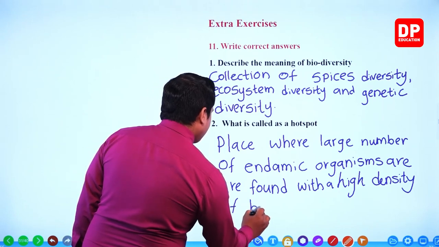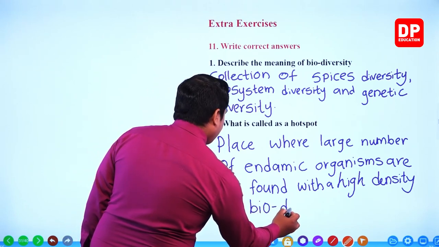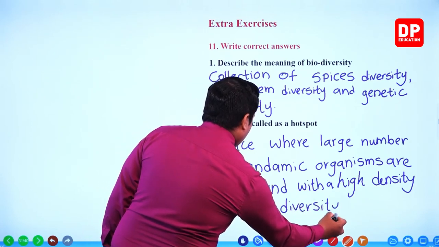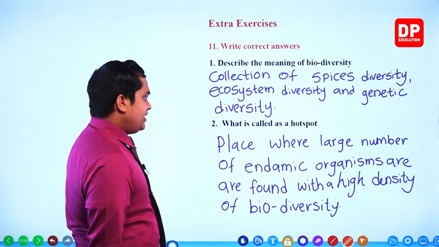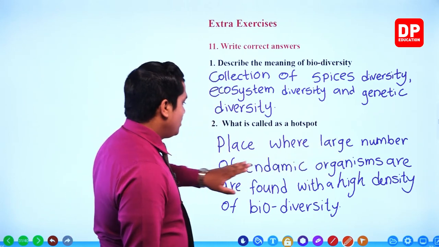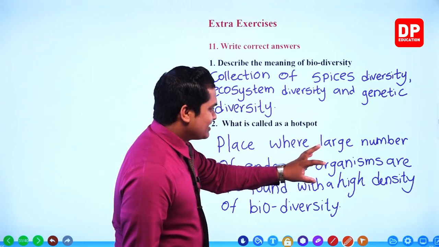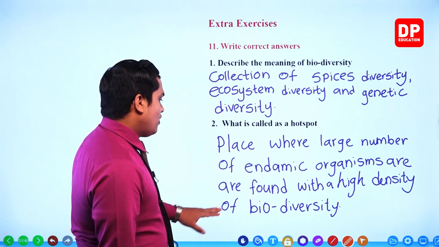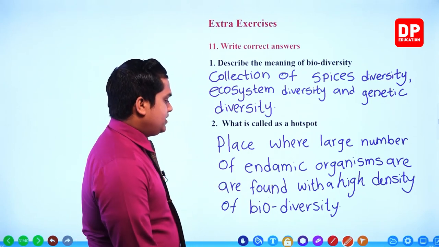With a high density of biodiversity. So a hotspot means, my dear children, a place where a large number of endemic organisms are found with a high density of biodiversity.